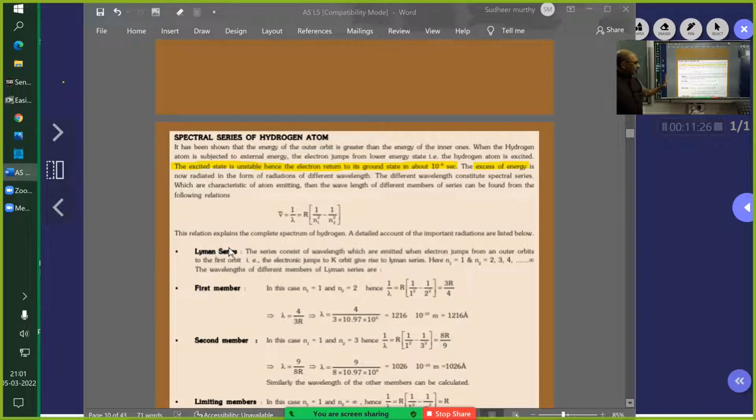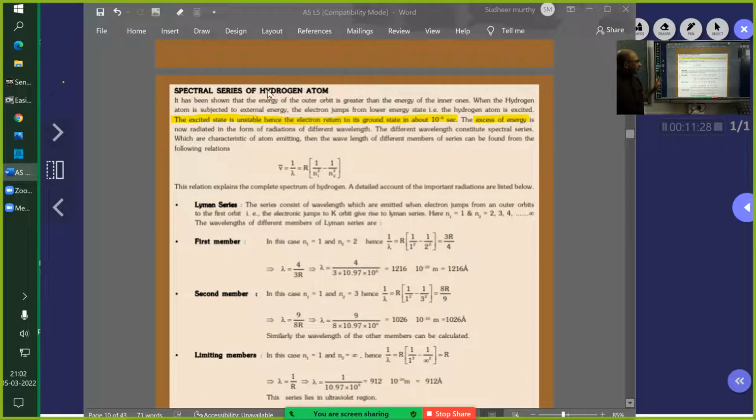Then, this is also known to all of you, I suppose. Yes, this is something which all of you would have enjoyed in the class. Spectral lines of hydrogen atom. Anyways, I am showing this chart because of some sentences that are very important here.